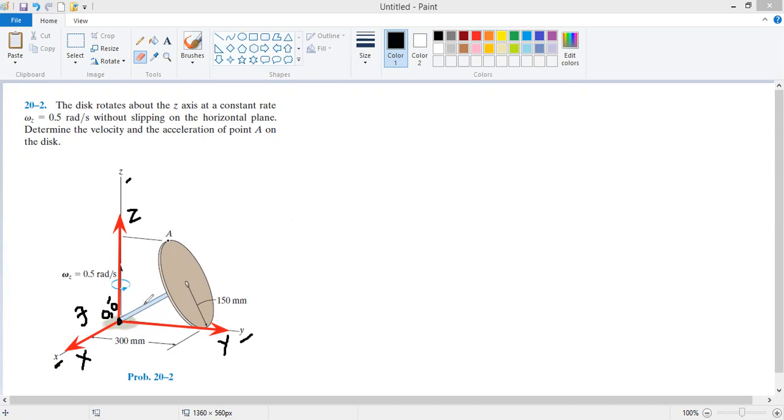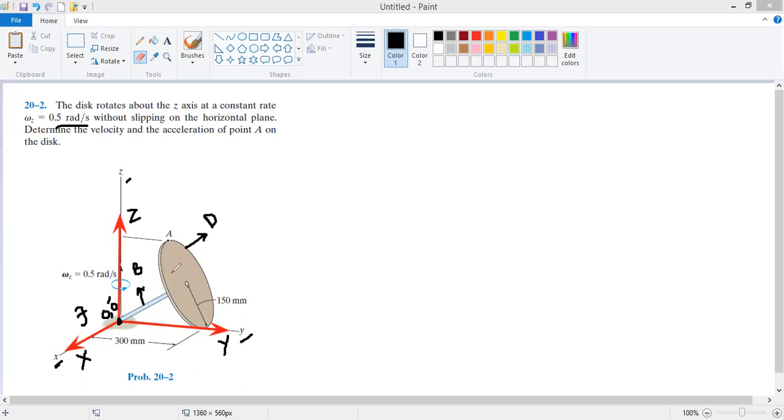This is ground, this is the bar. I will represent the bar frame of reference by B, and this is our rigid body, the disk. I will write this as disk D. Now let's see what data we are given. It says that the disk rotates about the z-axis at a constant rate of 0.5 radian per second. So the disk is rotating. I said earlier that the rotation of the disk is possible when the bar is rotating. It's actually the rotation of the bar along the z-axis which is causing the rotation of the disk about the z-axis.